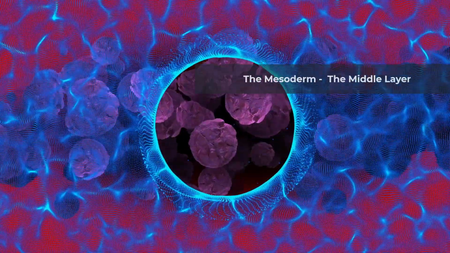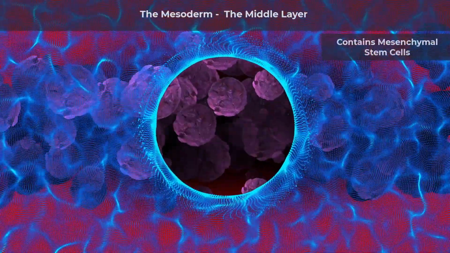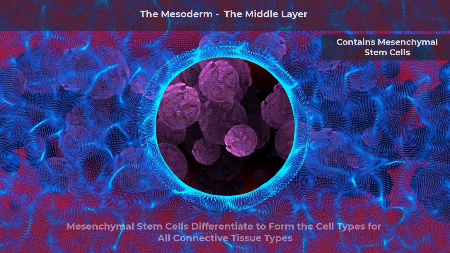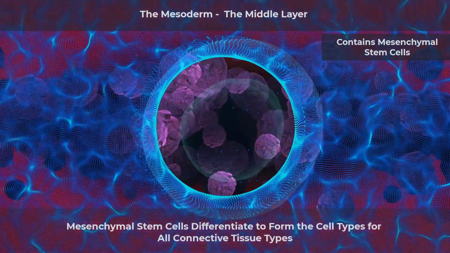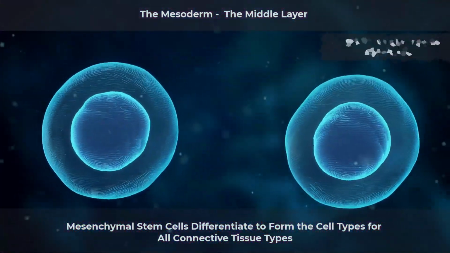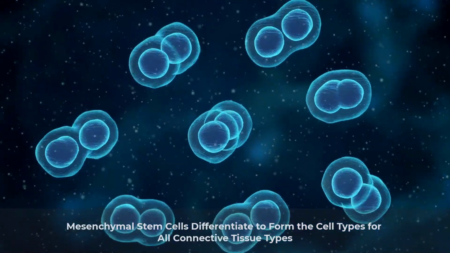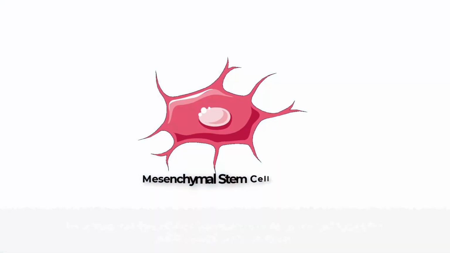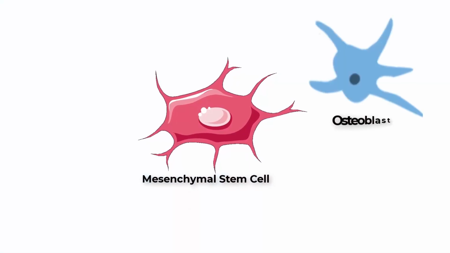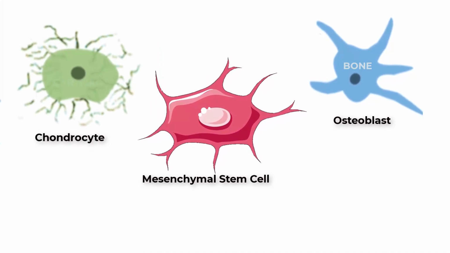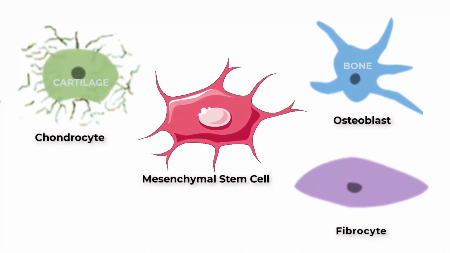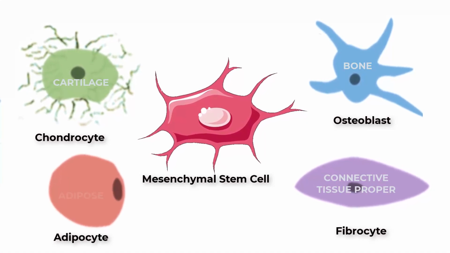The cells of the mesoderm have mesenchymal stem cells that can differentiate into many different types of cells. The mesenchymal stem cells give rise to the different cell types needed to form all of the different types of connective tissue. Mesenchymal stem cells give rise to the osteoblasts, which form bones, the chondrocytes that form cartilage, the fibrocytes that form connective tissue proper, and the adipocytes that form the adipose or fat cells.